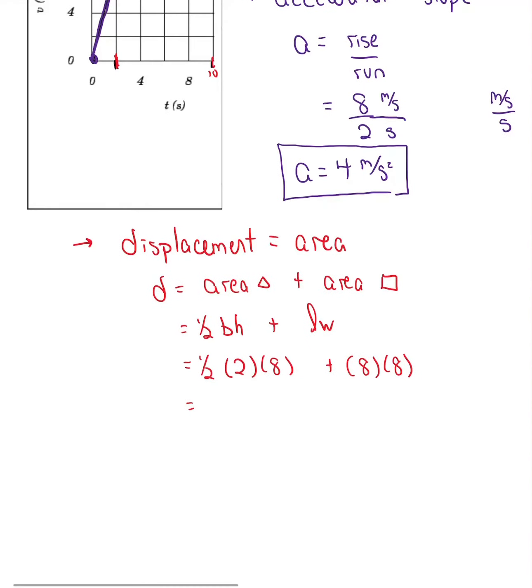Little math, 1/2 times 2 times 8 is 8. 8 times 8 is 64. So adding those 2 numbers together, 64 plus 8 is 72. This object, whatever it is, moves 72 meters. If we wanted to get fancy, we could say that it moves 72 meters forward.